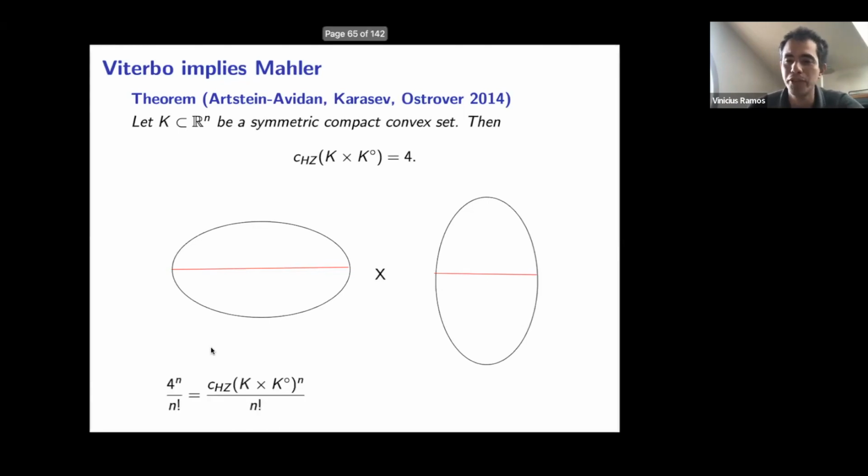So now you just plug it in. This Hofer-Zehnder capacity, its minimum action, is always 4, so you plug it in like that. By the Viterbo conjecture, this is less than or equal to the volume of the subset, and that's equal to the product of the two volumes. Okay, any questions about this?